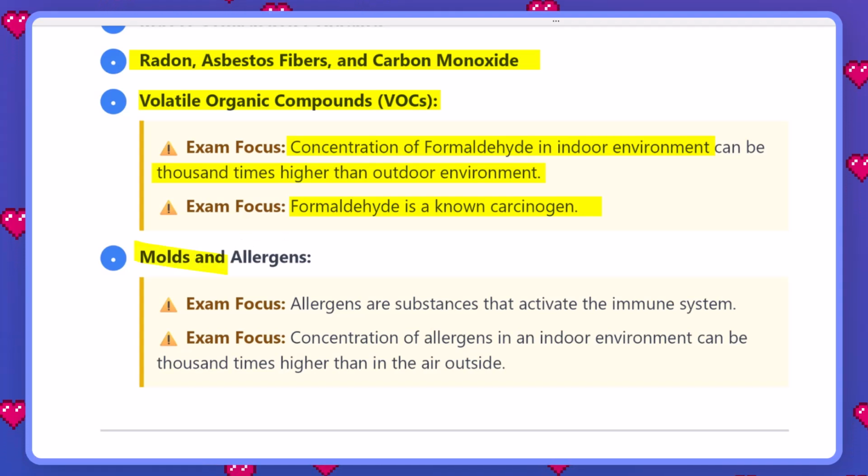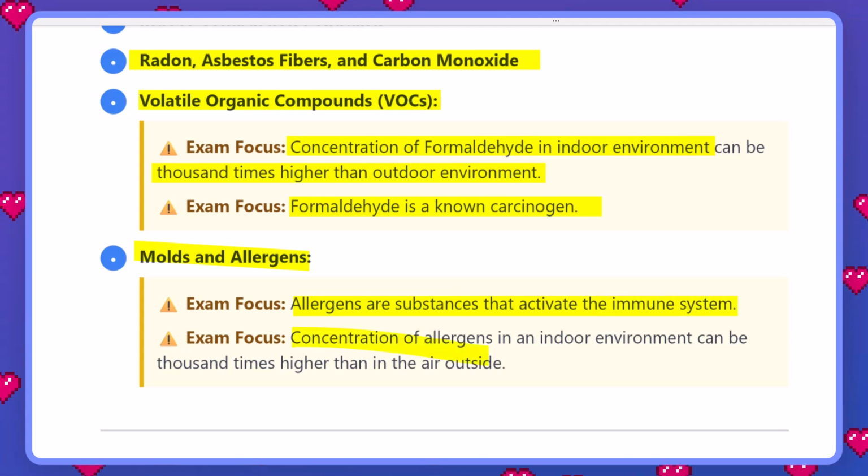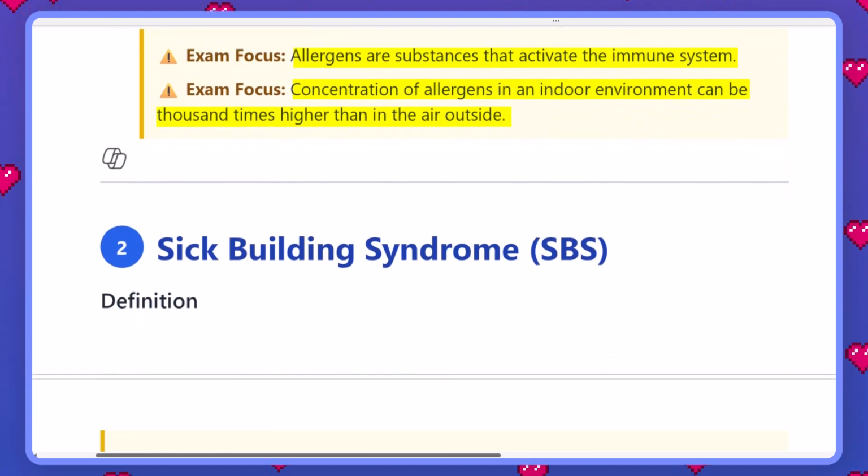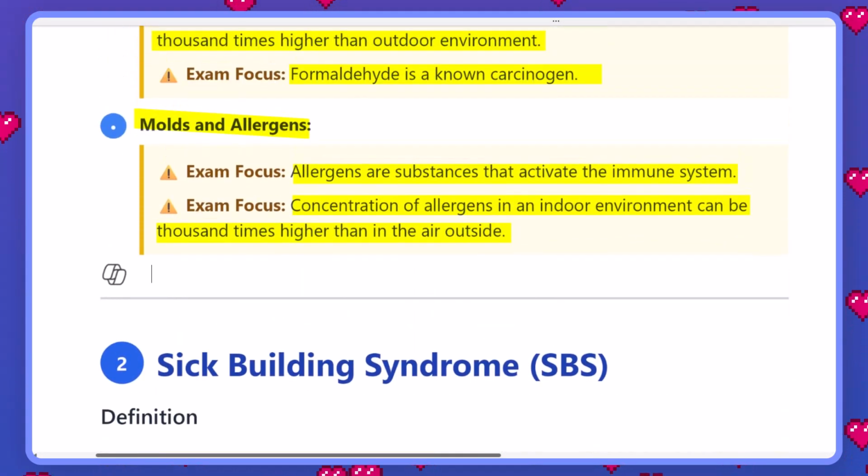In addition, molds and allergens significantly affect indoor air quality. Remember this definition clearly: allergens are substances that activate the immune system, and this has been asked in exams. The concentration of allergens indoors can also be 1,000 times higher than outside, especially in poorly ventilated spaces.